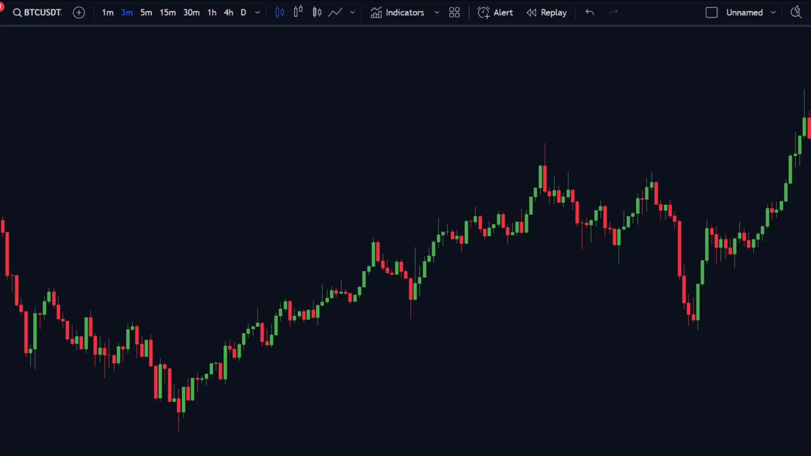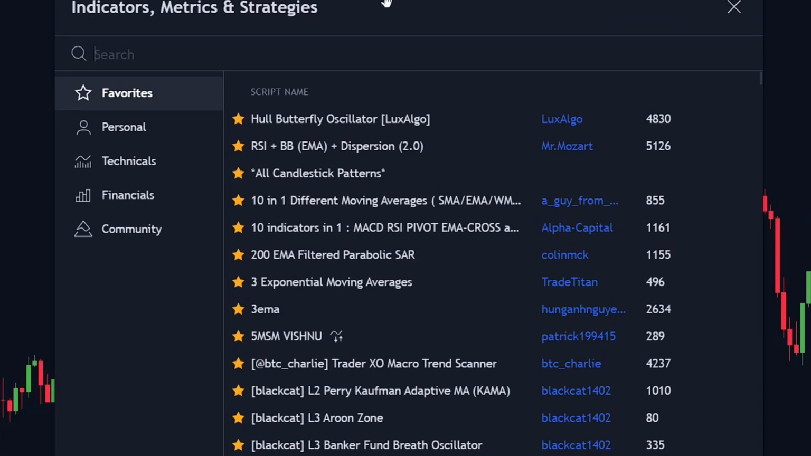All right, how do we build this indicator setup? First, head over to TradingView and open the chart of any high volume market. For this example, we'll select Bitcoin on the 3-minute chart. Stay tuned, as we'll also show you how this strategy works on longer time frames.